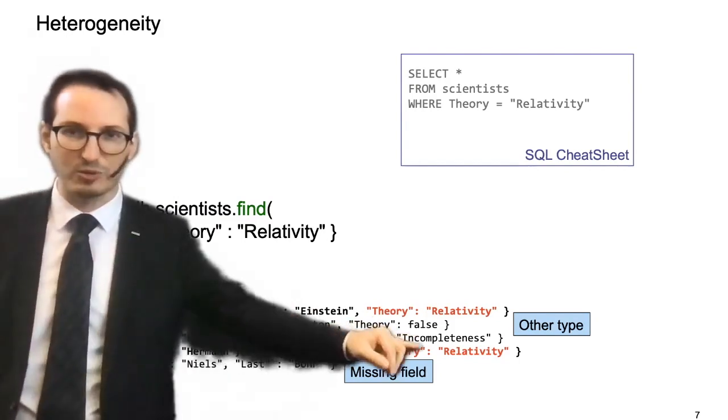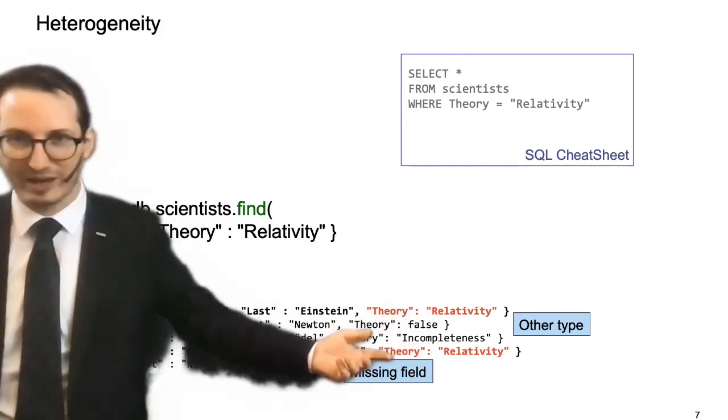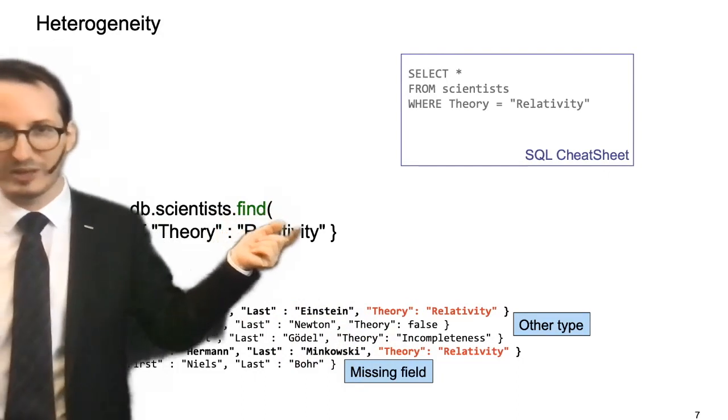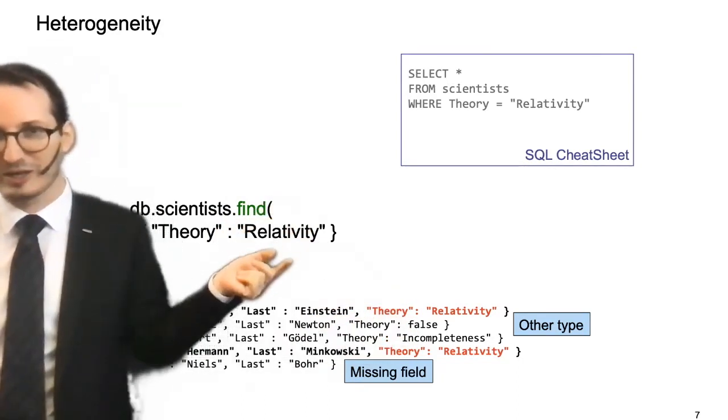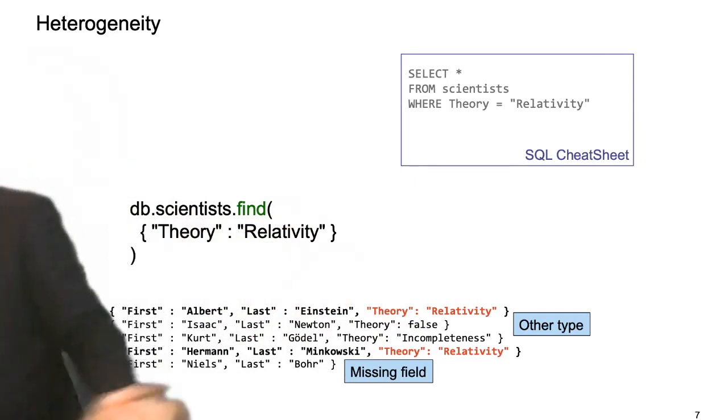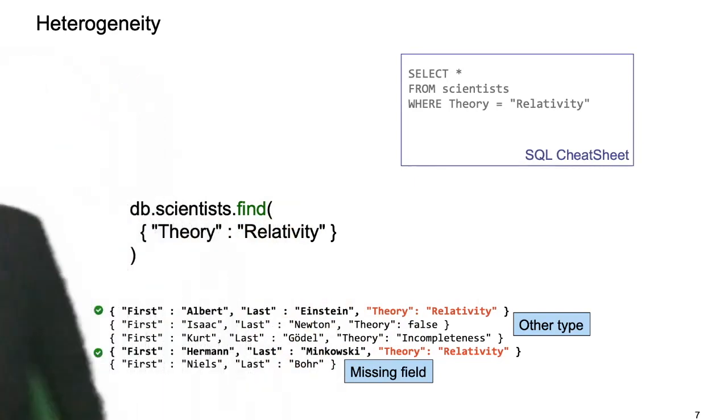And here you might have theory, which is something else, right? It's a different type. And then again, we saw this ordering, so this is obviously not the same, right? False is a Boolean that is not the same as relativity, but you don't get an error. In that case, it just doesn't return the documents.